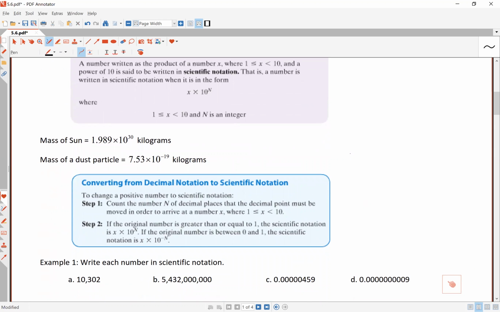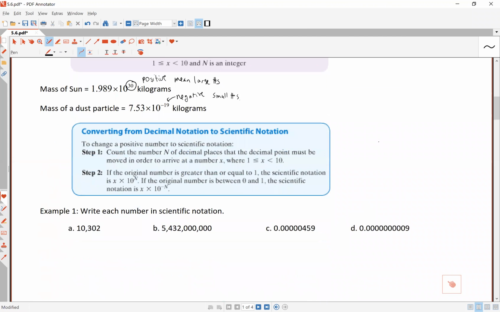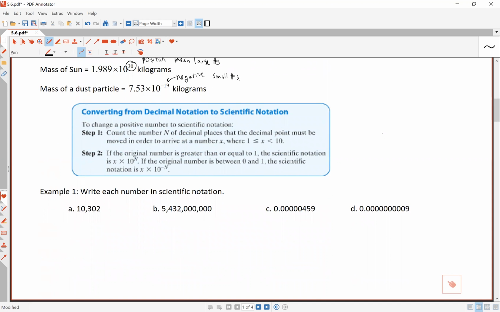So one thing that becomes apparent right off the bat with scientific notation is that very big powers, positive powers, mean large numbers. And negative exponents mean very small numbers. And that's the way I like to approach scientific notation.